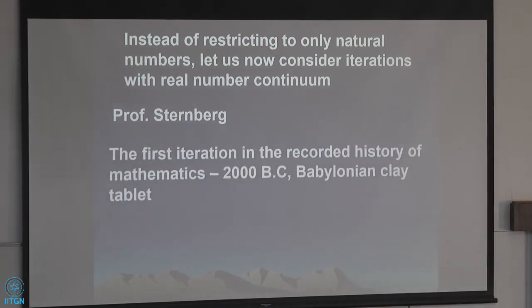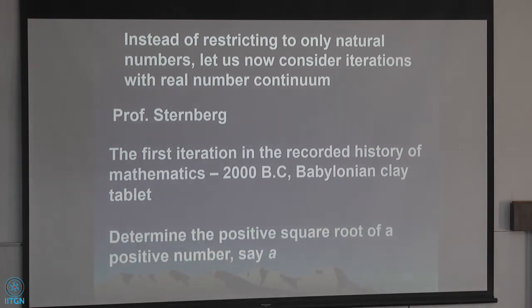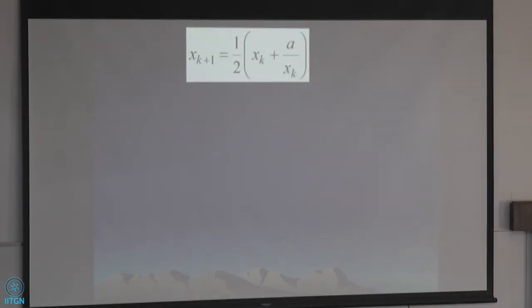That was in 2000 BC, almost 4000 years ago, on a Babylonian clay tablet, with the cuneiform they used to write, and they had an iteration process for determining the positive square root of a positive integer. You are given a positive integer, find the positive square root through a process of iteration. They did not know how to take the square root.